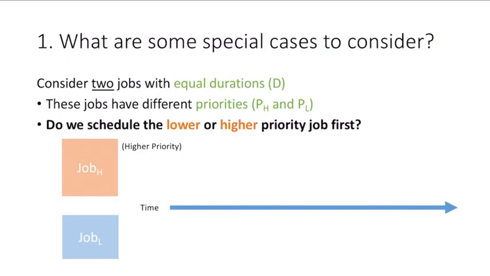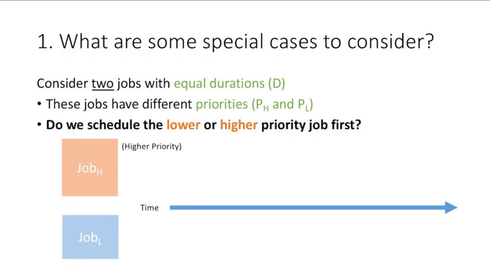So okay, part 1, step 1. What are some special cases to consider? So let me give you some special cases here. We have jobs, and jobs have a priority and a duration. Well, a special case might be if they have equal duration. So for example, this is P1, D1, and P2, D2. And let's just say that D1 is equal to D2. So equal duration. That's one special case.